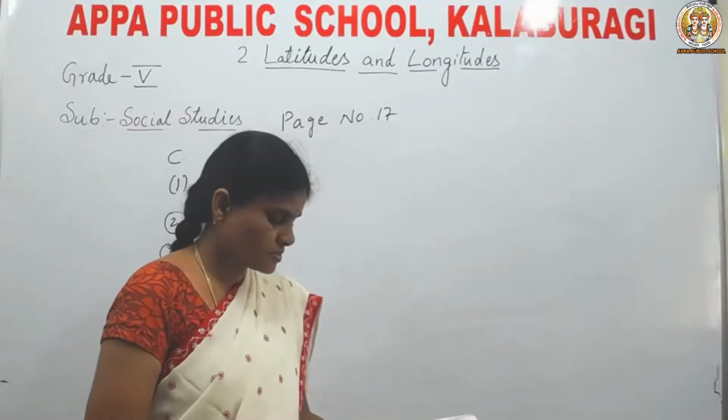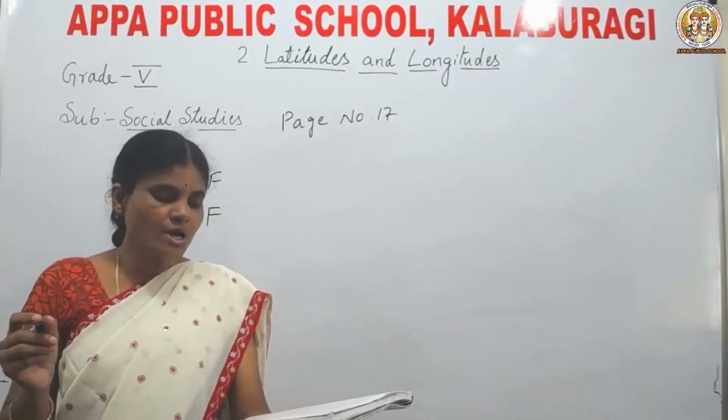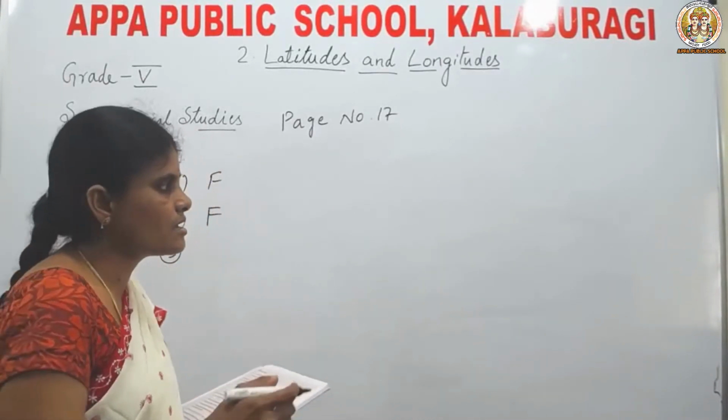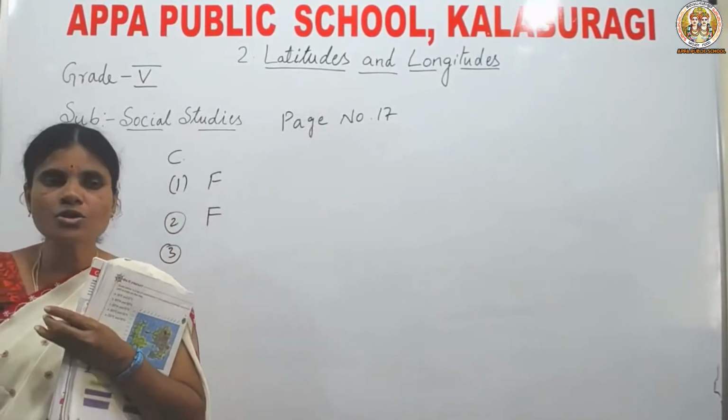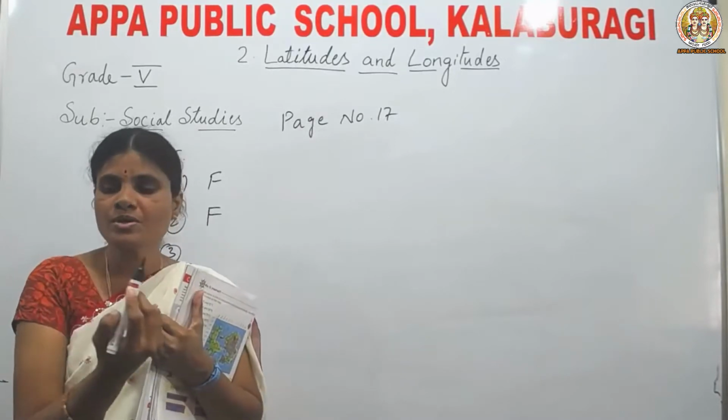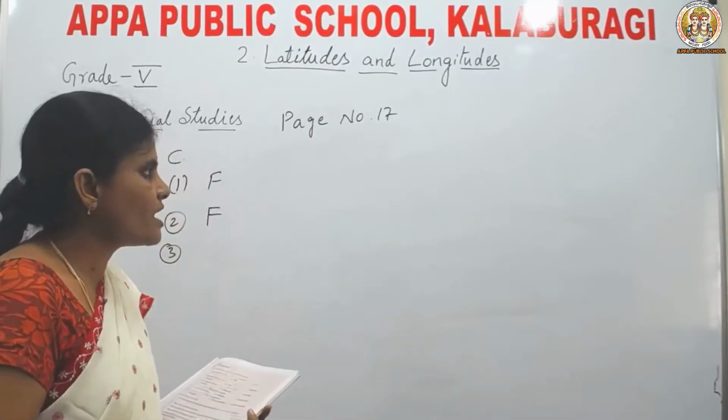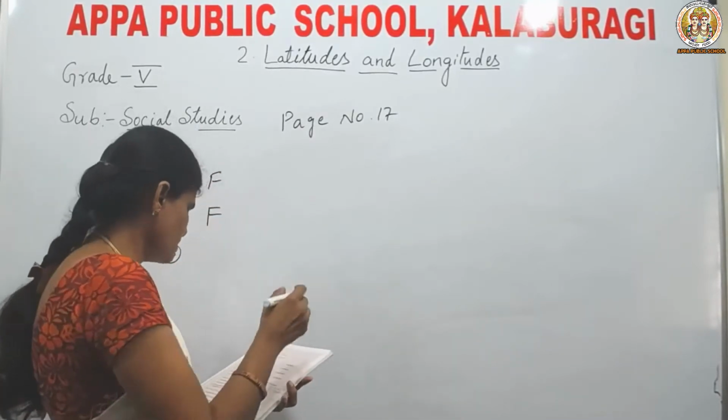Third one. The parallels of latitude are circles. Here, parallels of latitudes. How are they drawn? They are drawn around the globe. Okay. Say, parallels of latitudes are circles. It is true.